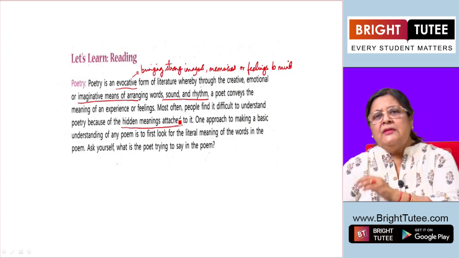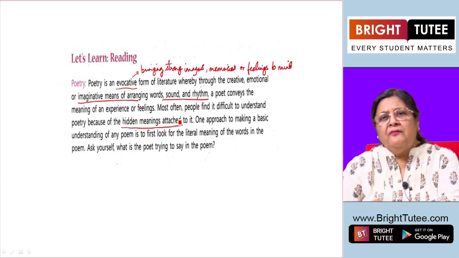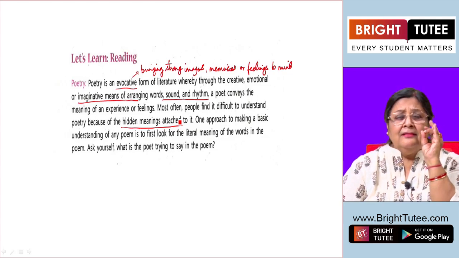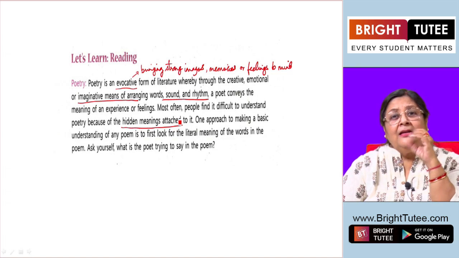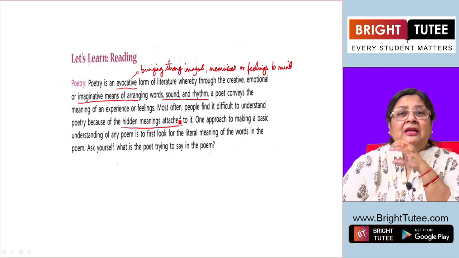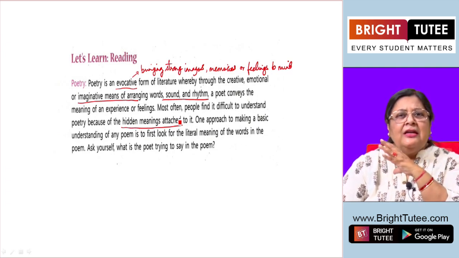One approach to making a basic understanding of the poem is to first look at the literal meaning of the words. Obviously, to write a poem, first you have to have the prowess of language, second the prowess of feeling, and third the prowess of depicting it properly. So, hidden things are attached to a poem. The hidden meanings, the hidden style, the hidden projection is all about a poem.